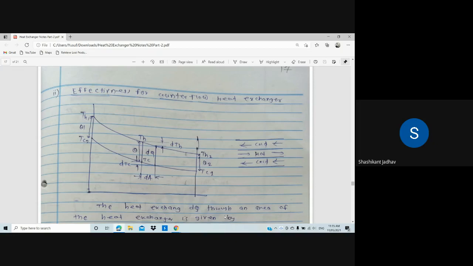How much heat exchange will happen there, how to calculate that heat exchange? So for that particular small elemental area we have to write down the equation for dq. dq is nothing but the small heat transfer rate.